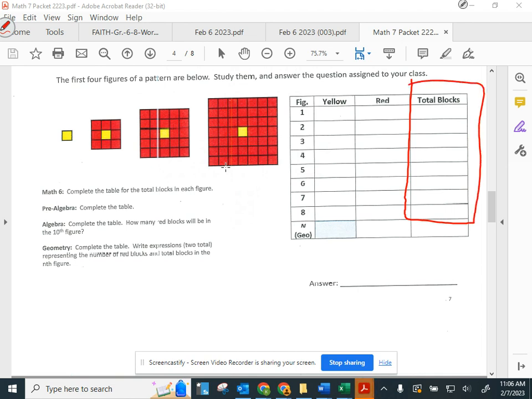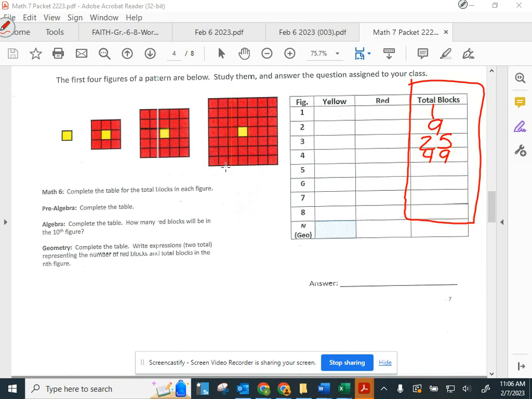If I look at my first figure, there is 1 block. My second figure has 9 blocks. My third figure has 1, 2, 3, 4, 5 by 1, 2, 3, 4, 5. 5 times 5 is 25. My fourth figure has 1, 2, 3, 4, 5, 6, 7 by 1, 2, 3, 4, 5, 6, 7. 7 times 7 is 49.